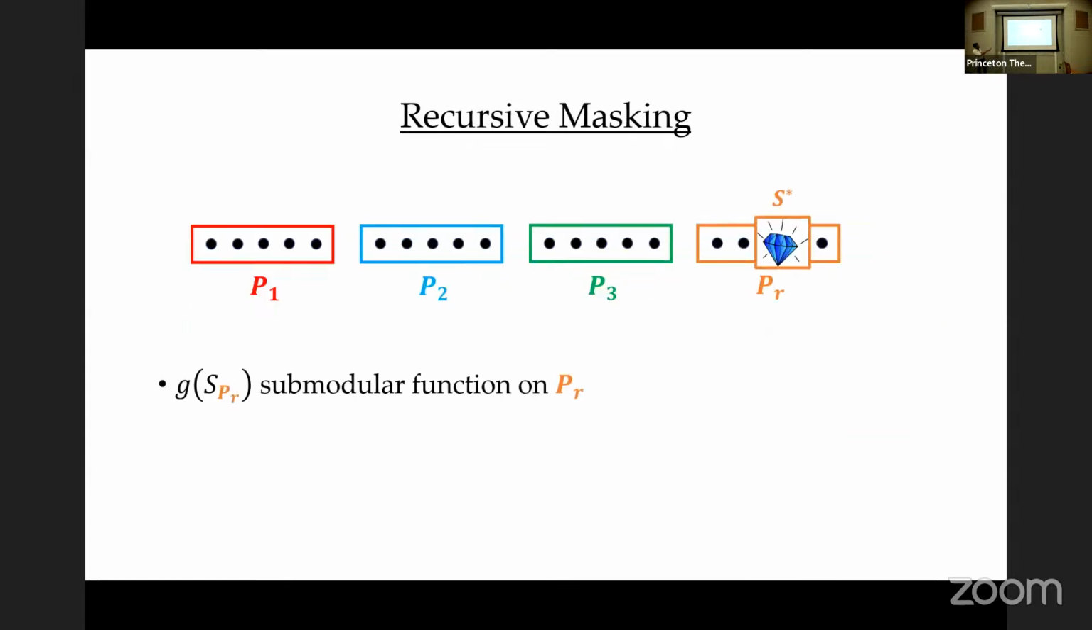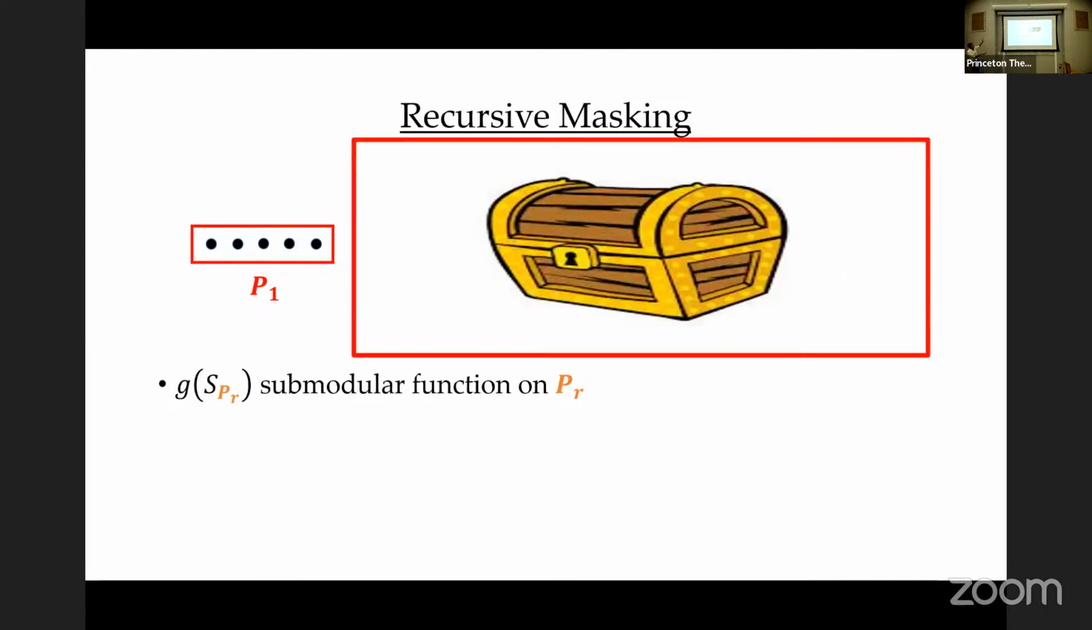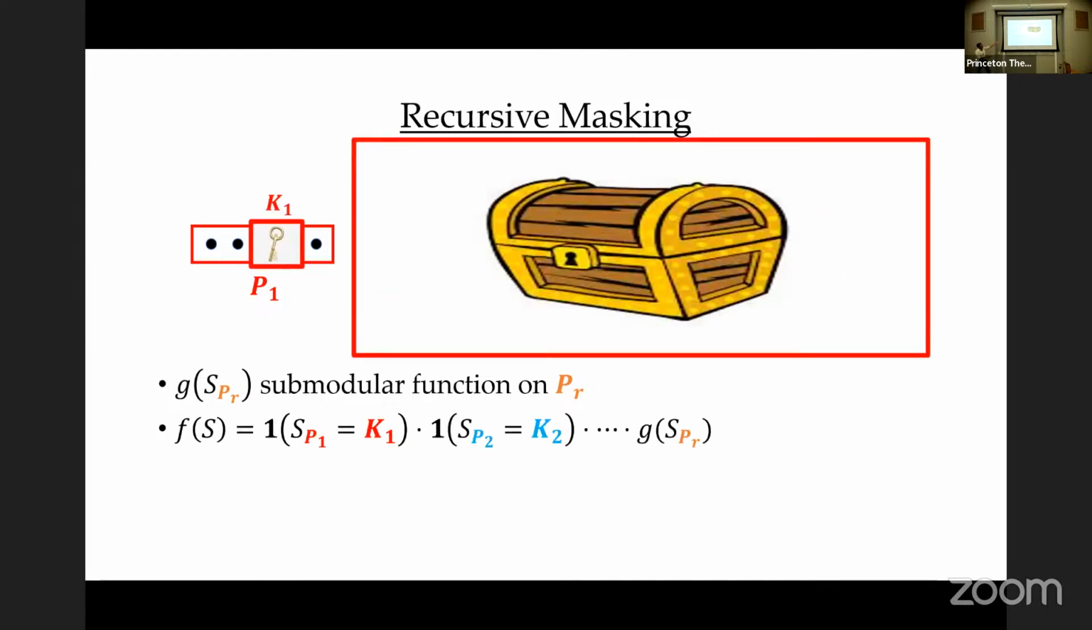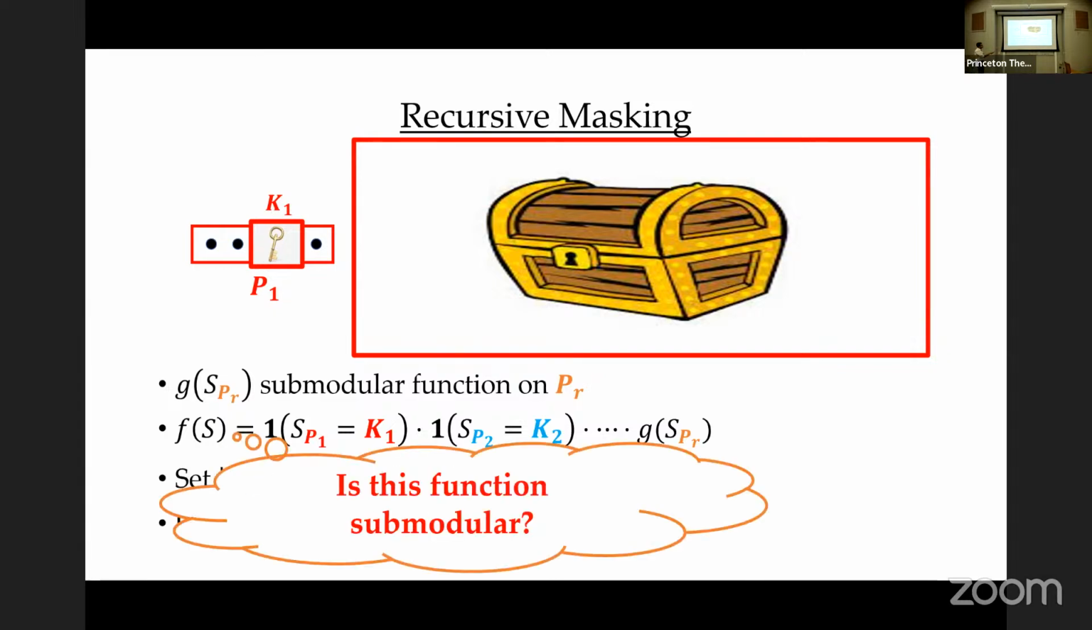So there is the hidden gold at the last, and G on the last set is some submodular function, and F is defined like this. If you pick the key on the first set, the key on the second part, and the key on the last part, then finally I get G. Otherwise, you get 0, right? And of course, this is not submodular.